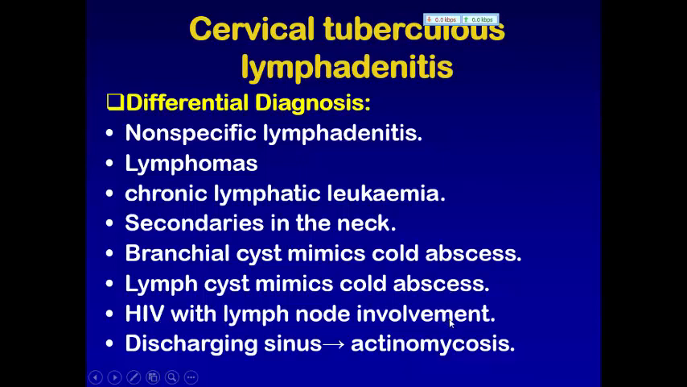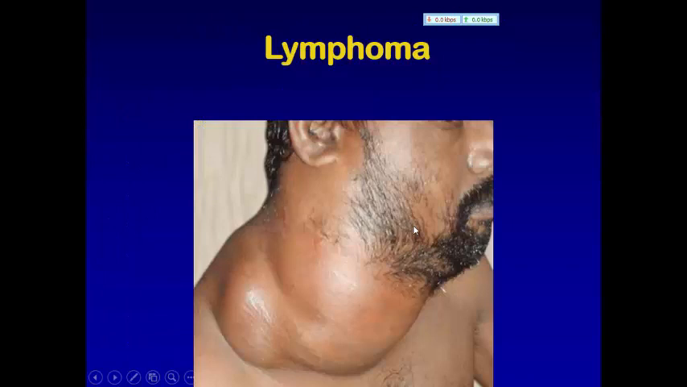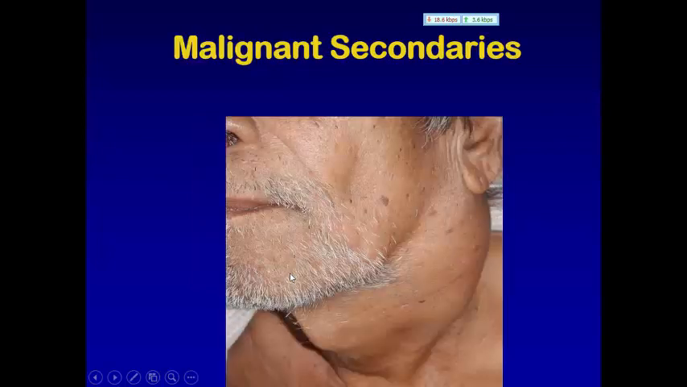HIV with lymph node involvement is also in the differential diagnosis of cervical tuberculous lymphadenitis. Discharging sinus due to actinomycosis is also in the differential diagnosis of cervical tuberculous lymphadenitis. You can see in this patient there is multiple cervical lymphadenopathy, but this is due to lymphoma. And this is cervical lymphadenopathy here, but due to malignant secondaries.